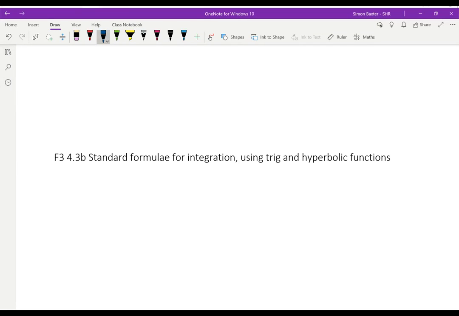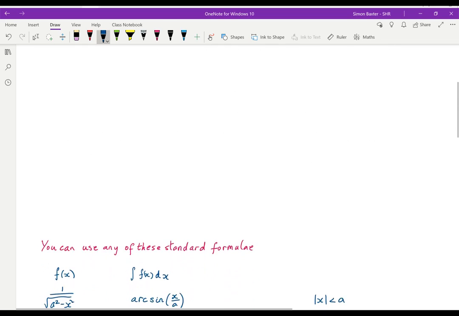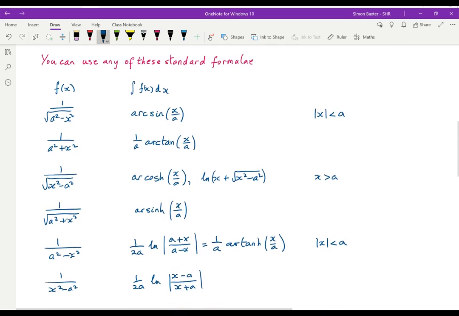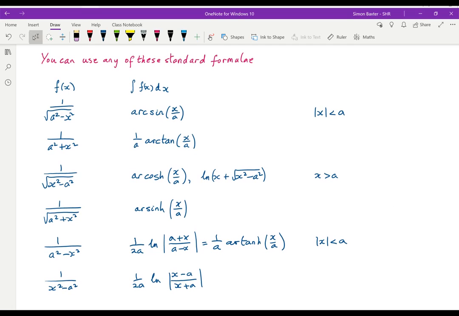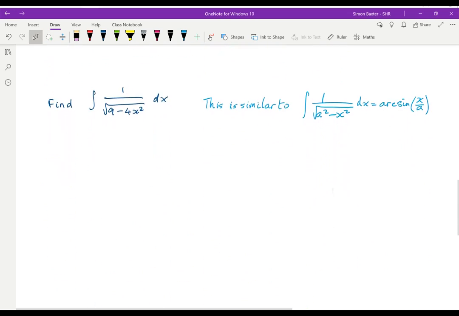We're now going to look at some standard formulae for integration when we're using trig or hyperbolic functions. These formulae can all be proved using the techniques that you saw in the previous video, and you'll find them in your formula booklet. You should recognize these now, and here are the various integrals. Sometimes two forms. You may use these at any time unless you are told to use a substitution to prove or equivalent. Let's see how we can use one of these in this example.